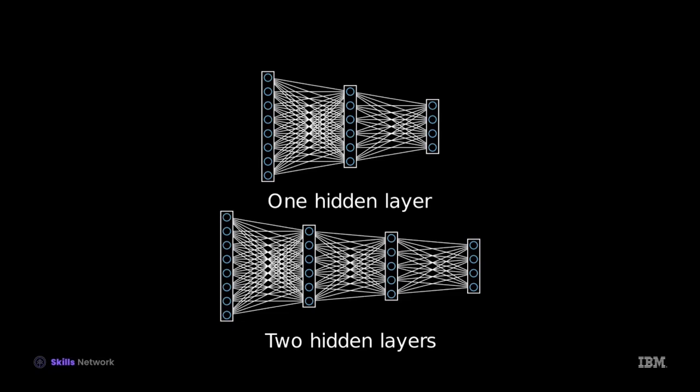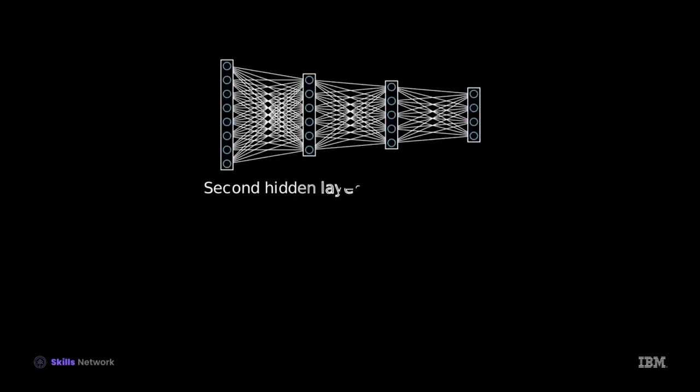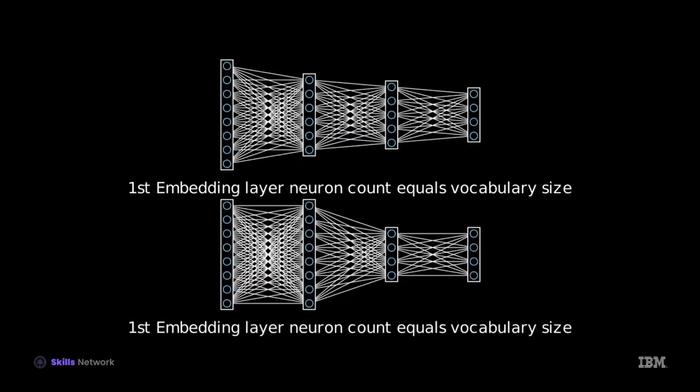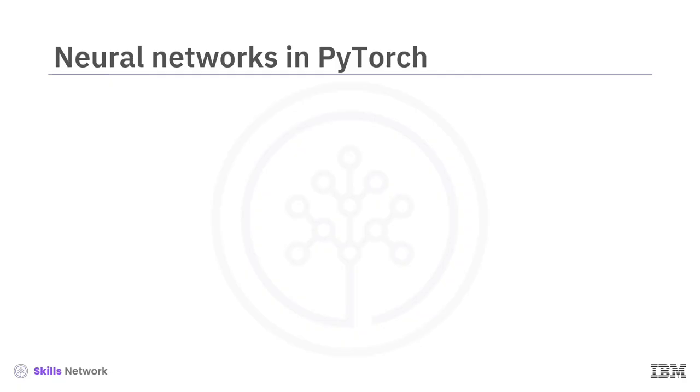For instance, in the network depicted above, the second hidden layer consists of 5 neurons, whereas the bottom network contains 4. Furthermore, if the first hidden layer functions as an embedding layer, then the number of neurons corresponds to the vocabulary size. The number of neurons in the output layer always equals the number of classes. Both the number of layers and neurons can be selected via empirical validation data. Now let's create a neural network in PyTorch.